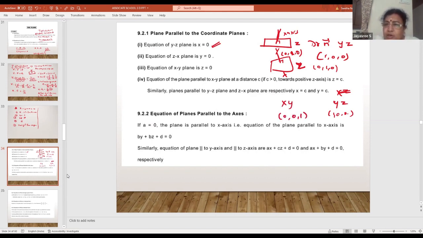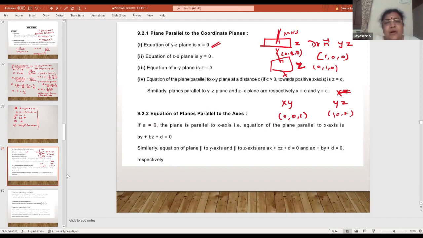So this concept introduction we have to give: what is the normal to which plane. Equations also we have to say: the XZ plane equation is y = 0, the XY plane is z = 0, and the normal will be 0, 0, 1 for XY, and 0, 1, 0 for XZ. Here the normal is 1, 0, 0. That is what we have to tell.